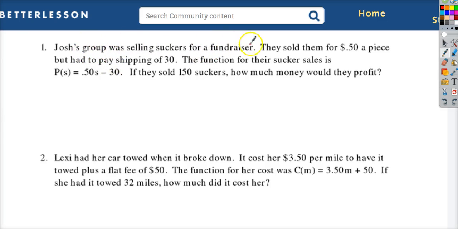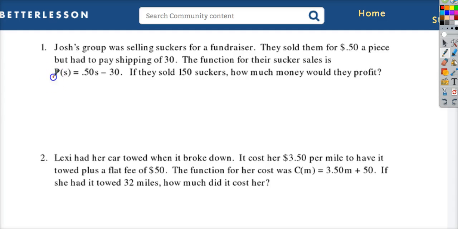Josh's group was selling suckers for a fundraiser. They sold them for 50 cents apiece, but they had to pay shipping of 30. I'm guessing that's dollars. The function for their sucker sales is P of S, again, not P times S, P of S, the function P with input S, is 50 cents times S minus 30. If they sold 150 suckers, how much money would they profit?